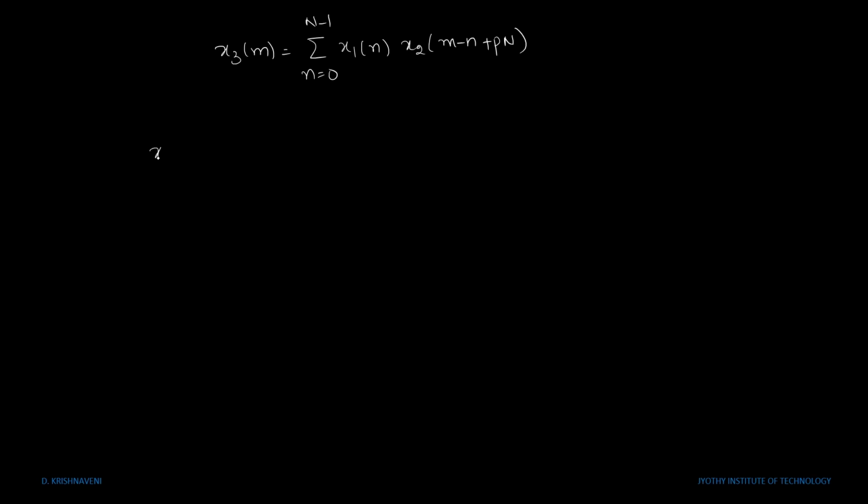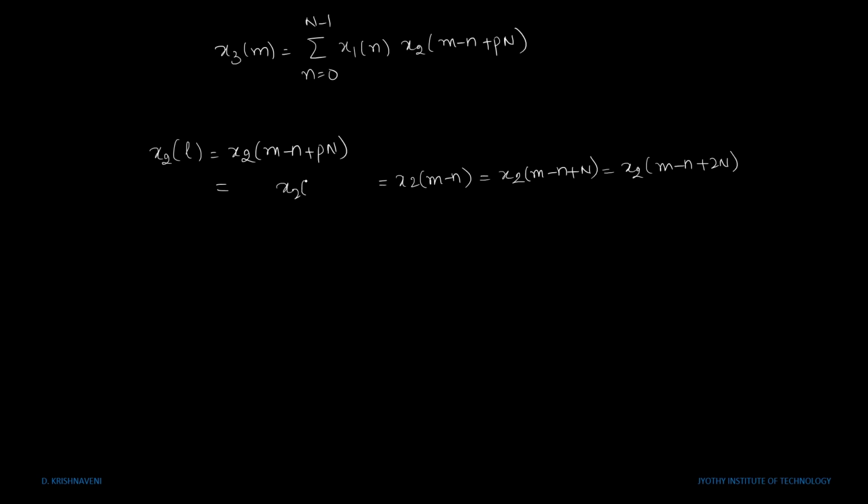That is, x2 of L is equal to, we have written it as x2 of m minus n plus Pn. So if I expand, this is an integral multiple of capital N. If I substitute p equal to 0, I'll get x2 of m minus n. If I substitute p as 1, I will get x2 of m minus n plus capital N. If I substitute 2, I'll get x2 of m minus n plus 2N. Or if I substitute minus 1, I'll get x2 of m minus n minus capital N, etc.